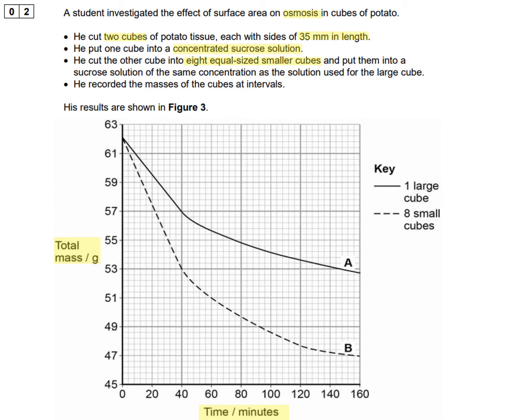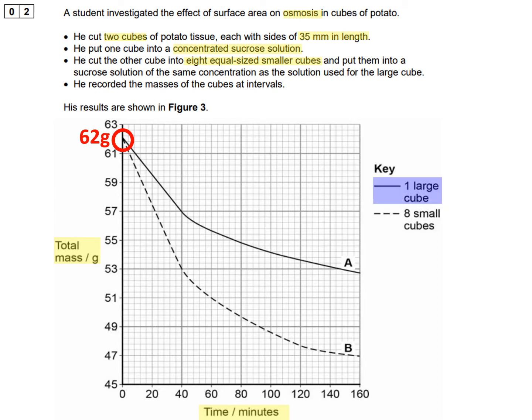Now, if we have a look at the data that we're presented with on the graph, then we can see on the y-axis going up the left, that's the total mass in grams of either A, which is the large cube of potato tissue, or B, the collective eight smaller cubes that were placed into the same concentration. And the scientist has measured the loss of mass in grams from 0 to 160 minutes. Now, the first thing we're going to notice is that for experiments A and B, the starting mass of either the large cube or the eight smaller cubes combined is 62 grams. So it starts at the same total mass.